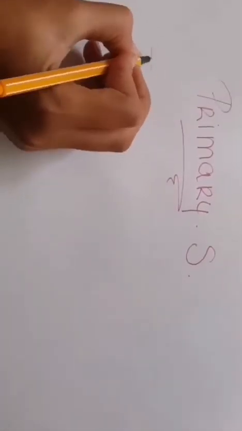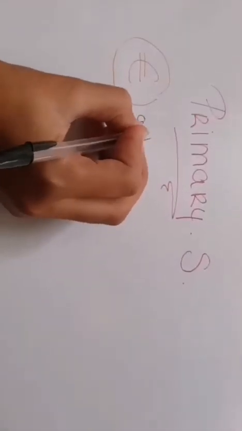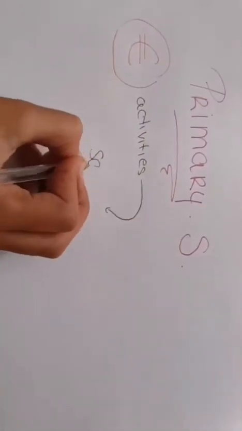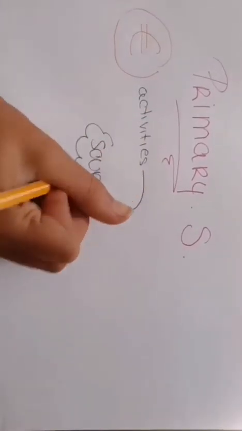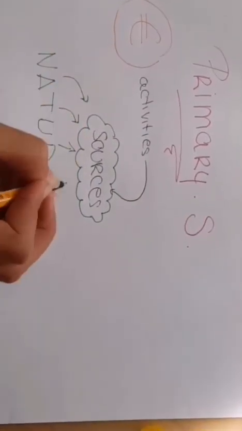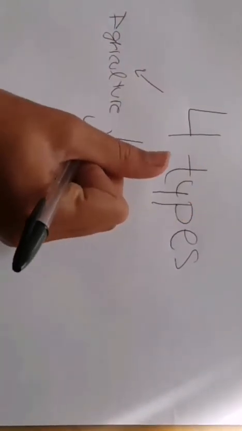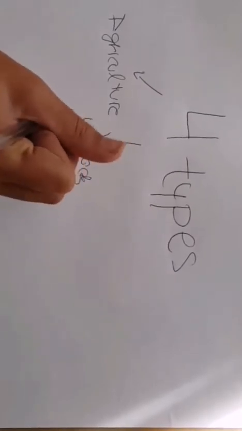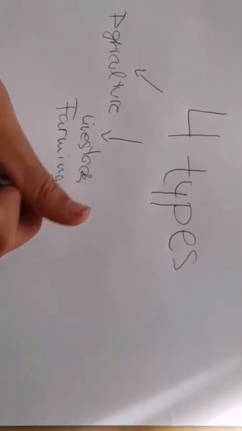The primary sector. The primary sector is all the economic activities related to obtaining resources from nature, and there are 4 types. The first one is agriculture. The second one is livestock farming. The third one is forestry. And the fourth one is fishing.